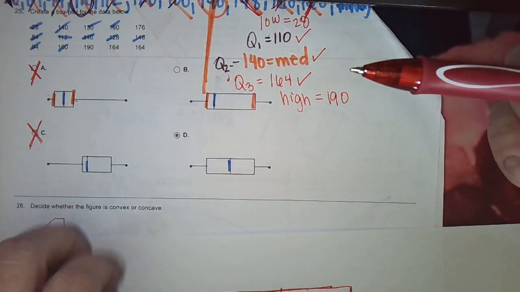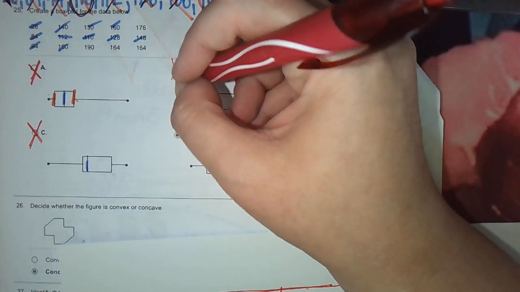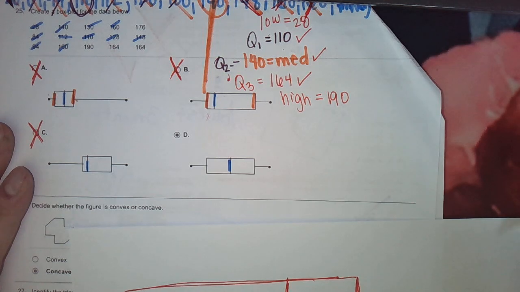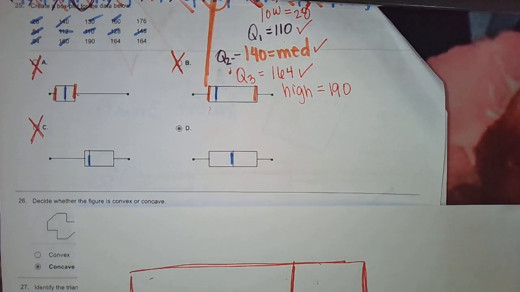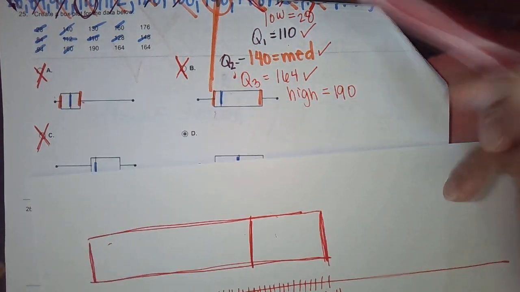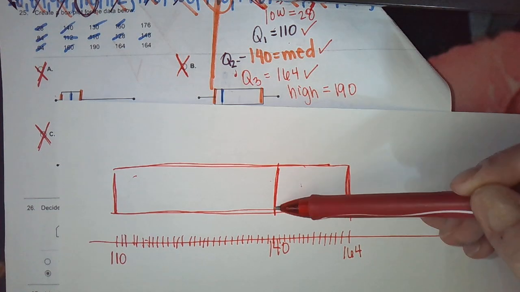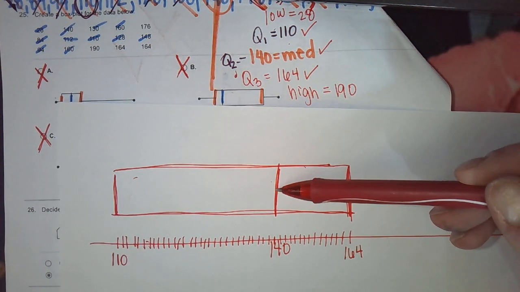B is out. So D must be it. Okay, so let's go over that again. We drew the 140. We just put an up and down line. Then we put that Q3, which was what?